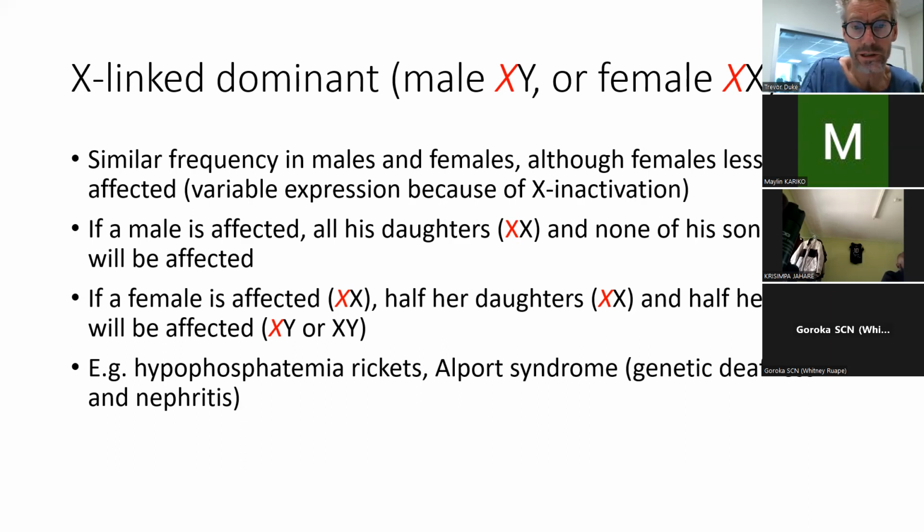They're relatively uncommon conditions, but hypophosphatemic rickets, well, it's not that uncommon in PNG. There's renal tubular acidosis, and hypophosphatemic rickets can occur. Alport syndrome is a condition of genetic deafness and nephritis. If you see a child who appears to have glomerulonephritis and has deafness, then they may have this condition called Alport syndrome. And again, it's an X-linked dominant condition.